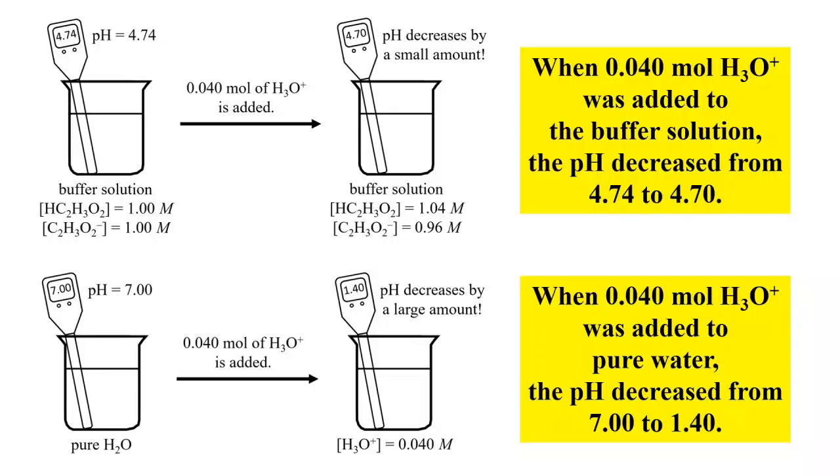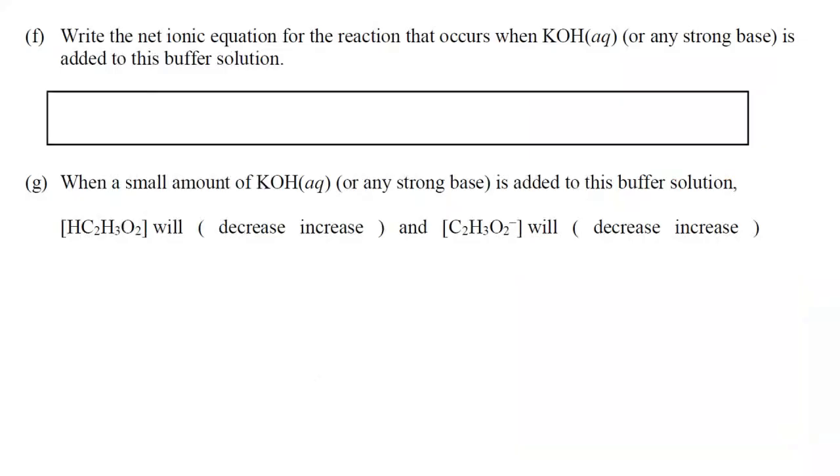So let's go ahead and take a look at part F. So this is part F. It says write the net ionic equation for the reaction that occurs when potassium hydroxide, or any strong base, is added to this buffer solution.